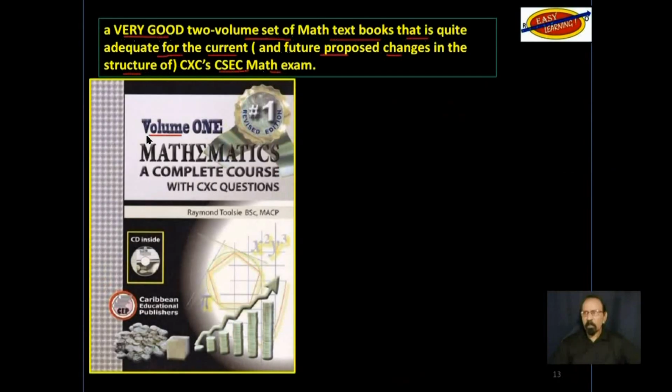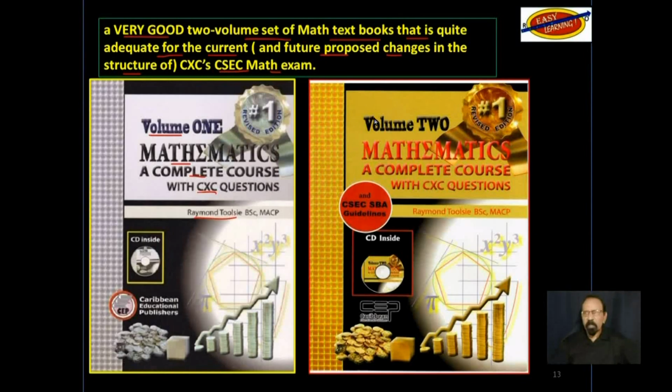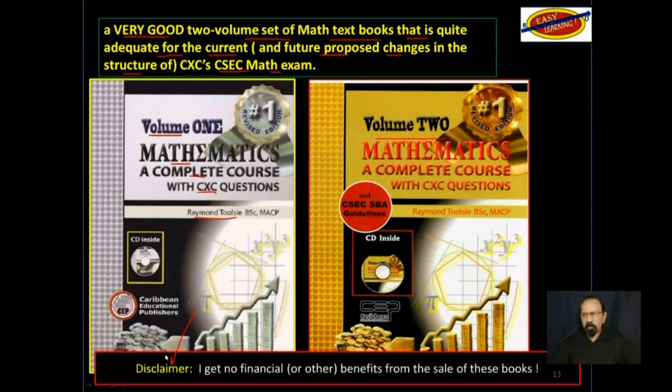This is volume 1, Mathematics, a complete course with CSEC questions by Raymond Tulsi. And this is volume 2. Please note this disclaimer down here. I get no financial or other benefits from the sale of these books.